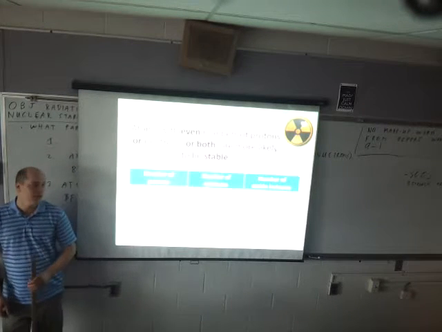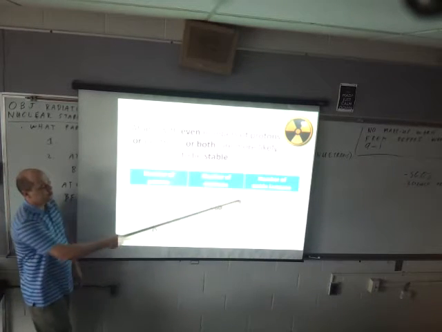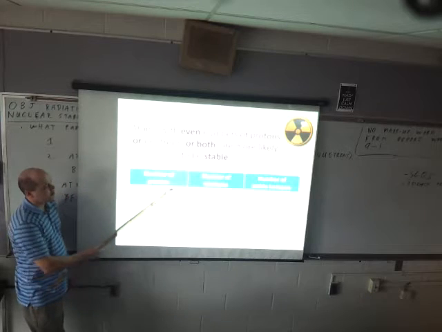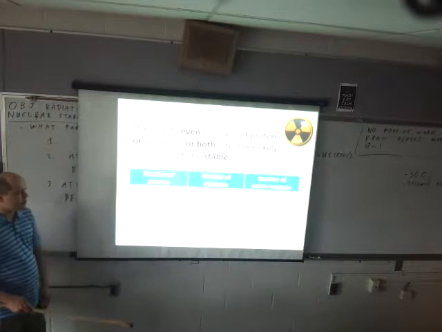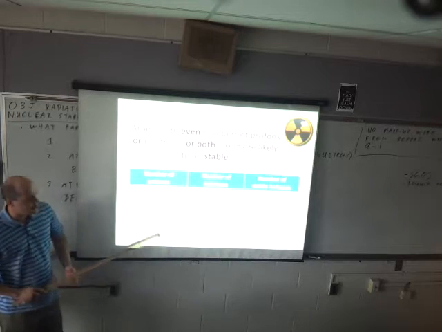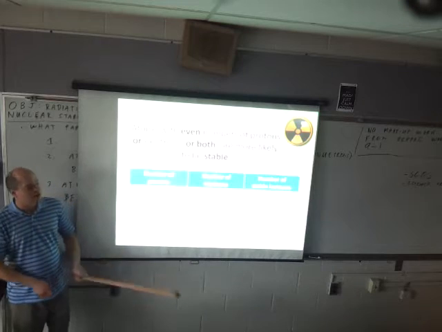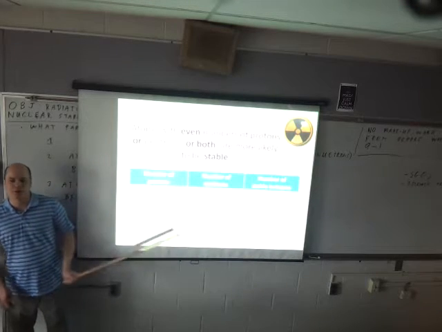Okay, so here's the breakdown of the 279 stable isotopes that are out there. 168 of them have both even protons and even number of neutrons. 57 have even number of protons, odd neutrons, 50 for the other one. And out of atoms that have odd protons and odd neutrons, there are only 4 known stable isotopes.